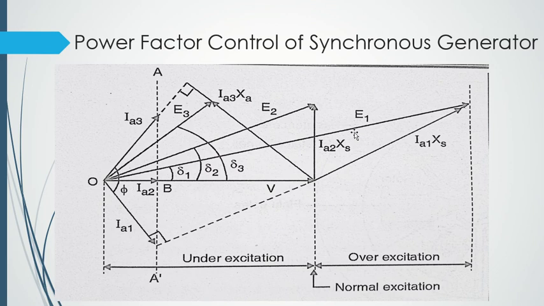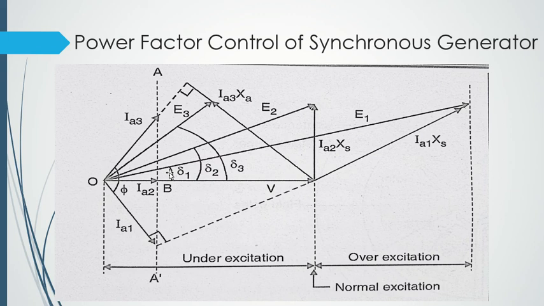And remember, what did we learn in the last lecture? That my current will lag my induced EMF by 90 degrees. Remember, it will be lagging by 90 degrees. So IA1 will lag E1 by 90 degrees.